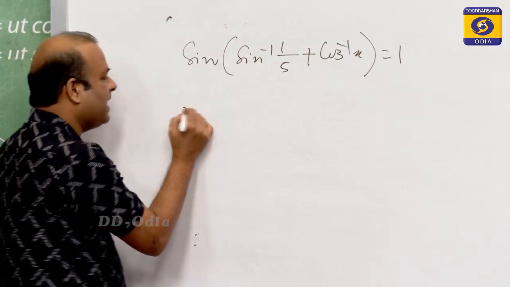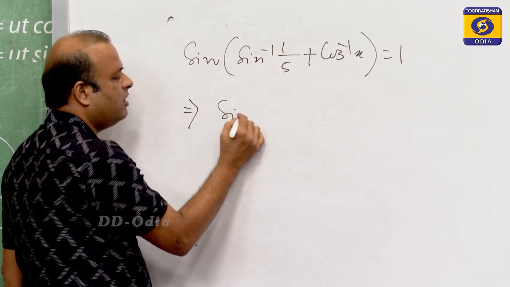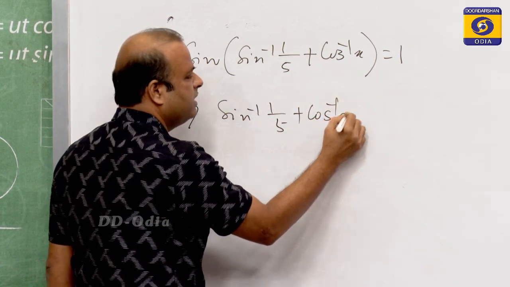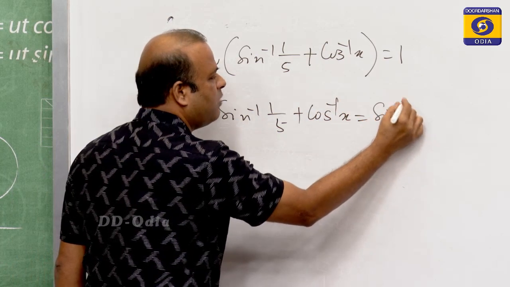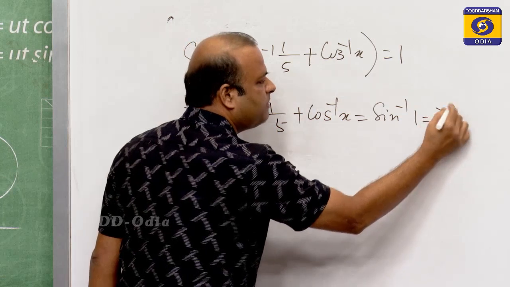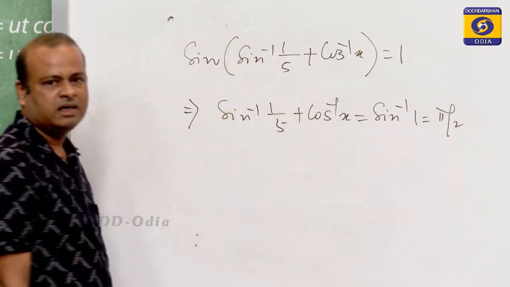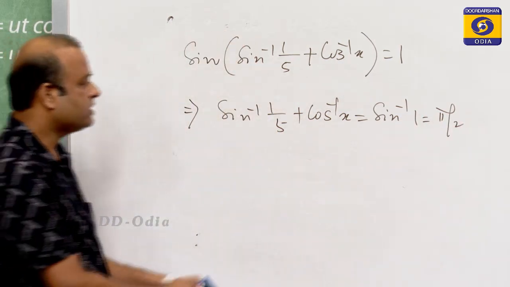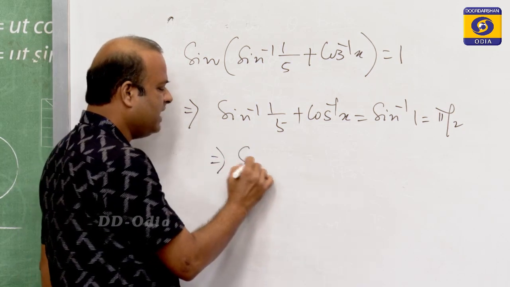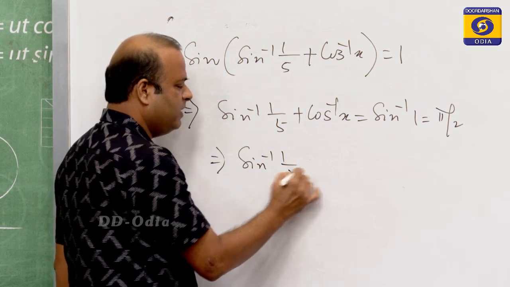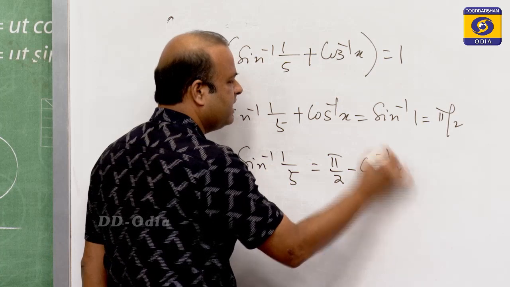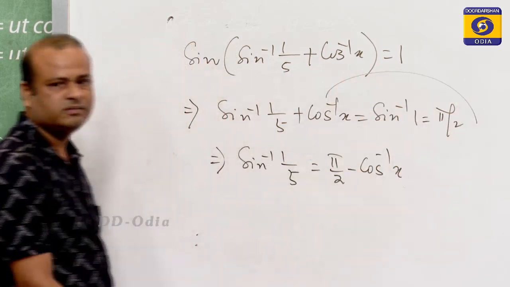So this implies sine inverse 1 by 5 plus cos inverse x is equal to sine inverse 1. So take sine inverse 1 as pi by 2, right? Sine inverse 1 as pi by 2. So this implies sine inverse 1 by 5 is equal to pi by 2 minus cos inverse x. Take cos inverse x to that side.